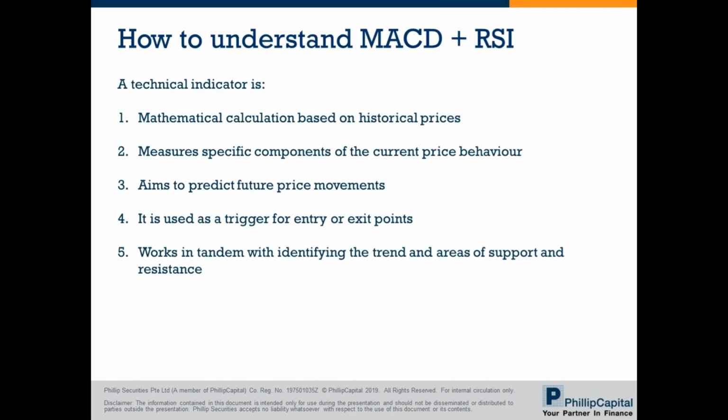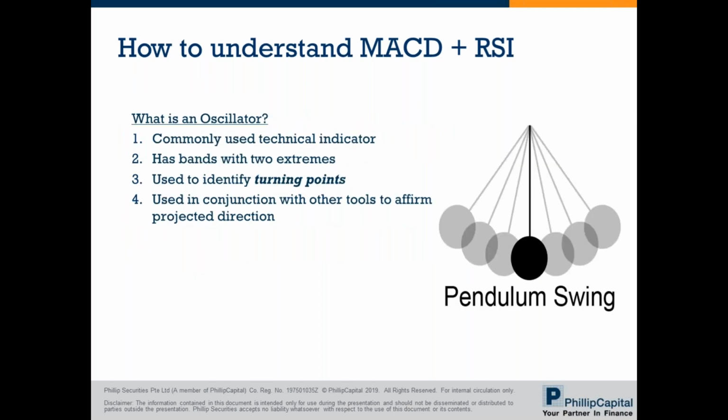Right, so what is a technical indicator? For those of you who are interested, it is a mathematical calculation. So all of this actually has a formula behind it that is based off historical prices. It measures a specific component, right, of the current price behavior. And of course, its aim is to predict future price movement. So as I mentioned earlier, it is used as a trigger for entry or exit, not to be used alone, but in tandem with the various factors which we have gone through and will continue to go through in the later portion of this presentation. Now, both MACD and RSI are known as oscillators, right? They are the most commonly used technical indicators.